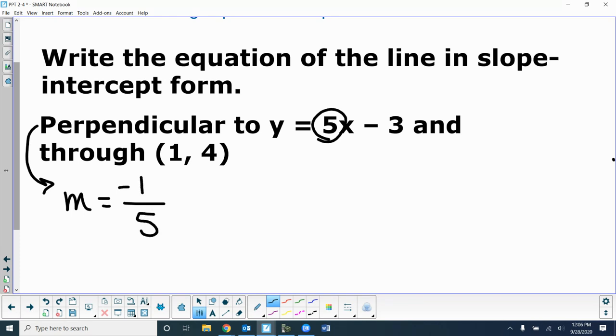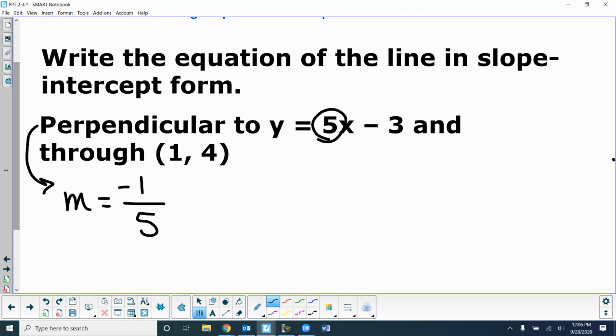Okay? So that's what we figure out from the problem telling us it's perpendicular, right? Any problems with that? If it said parallel, we put what for M? The positive 5. Okay? This is how these problems work. Parallel or perpendicular. So if it said parallel, we'd use the 5. Since it said perpendicular, we're using negative 1/5.